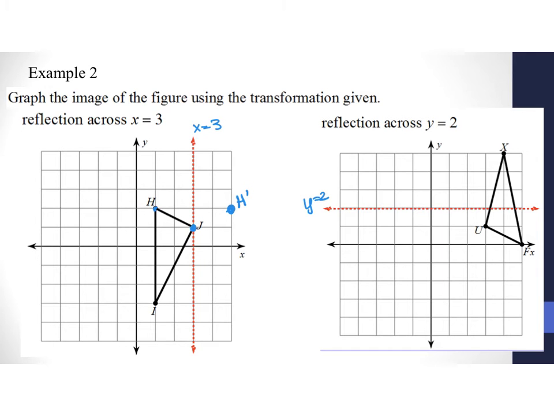J is going to stay right on that line, so that's really J and J prime. And then my I is also 2 units away from the x equals 3 line, so it has to be 2 units away on the other side, and I end up with I prime there.